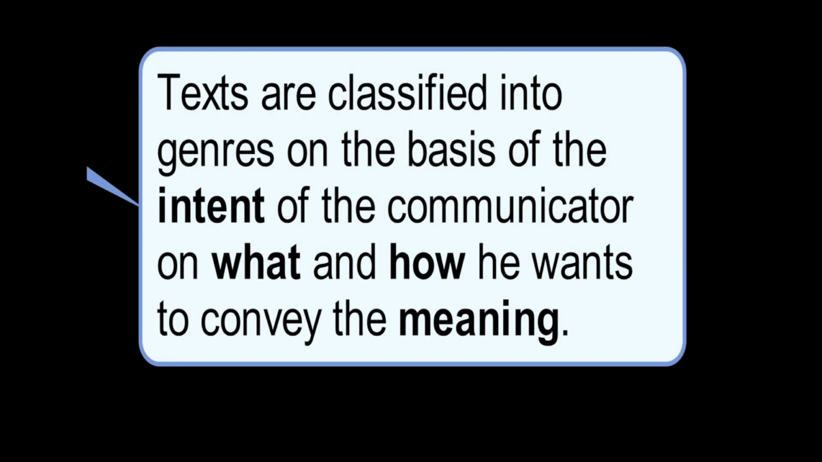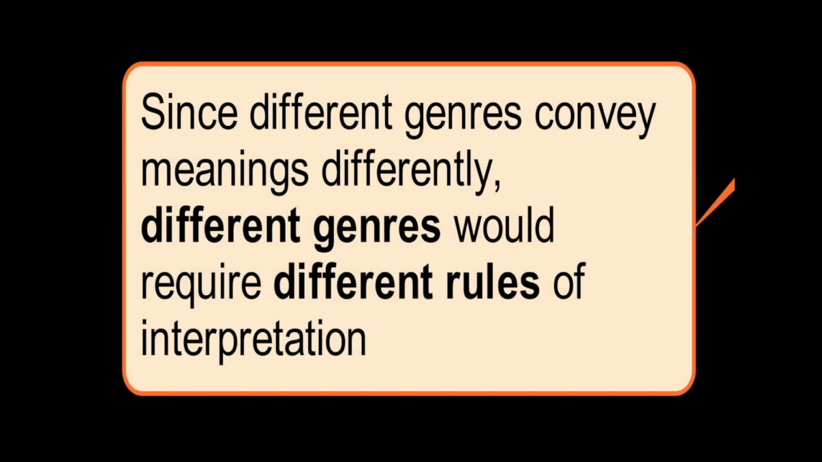In the Bible, the texts are classified into genres on the basis of the intent of the communicator on what and how he wants to convey the meaning. So it depends on the communicator, on what he wants to communicate and how he wants to communicate his meaning. Now, that means different genres convey different meanings, and therefore they would require different rules of interpretation. So that is why we want to look at genres.